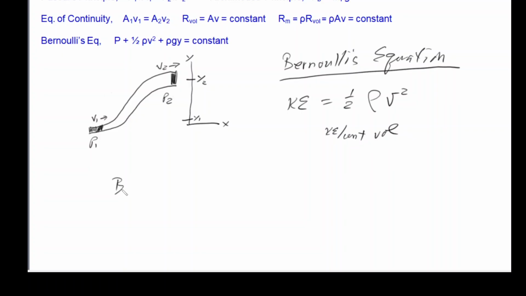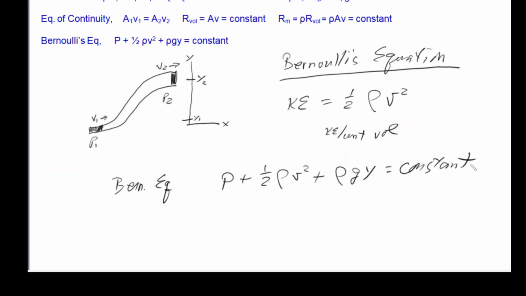So Bernoulli's equation then states that a pressure plus 1/2 rho times v squared plus rho gy is equal to a constant. So this is applying conservation of energy to determine the pressure due to the velocity of a fluid and its height.